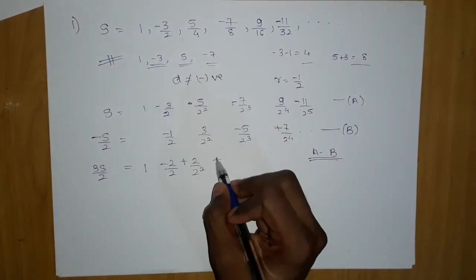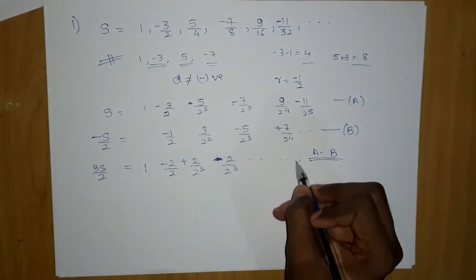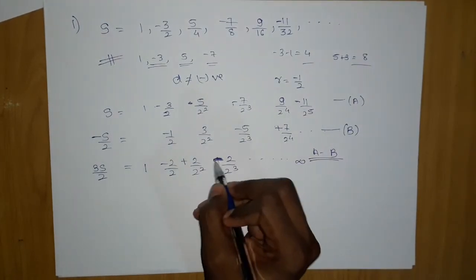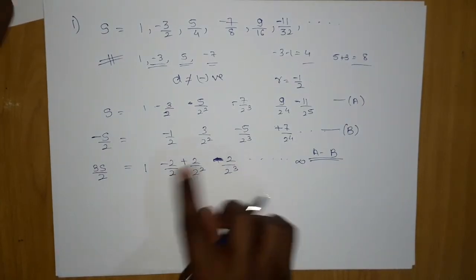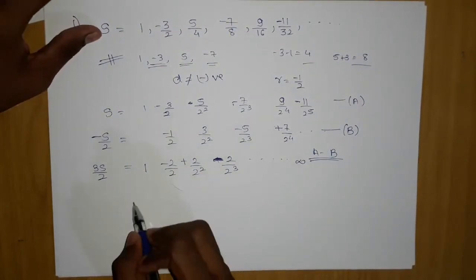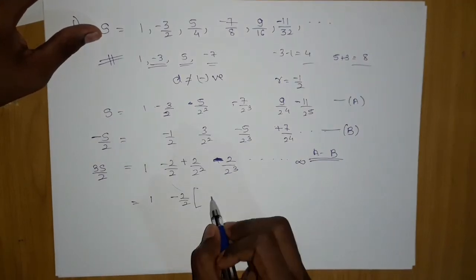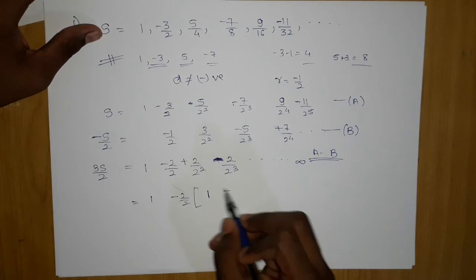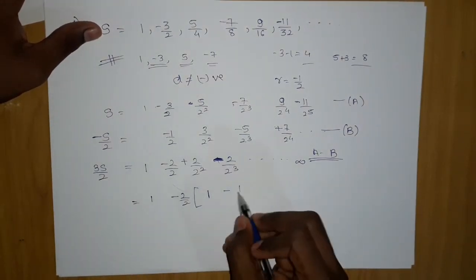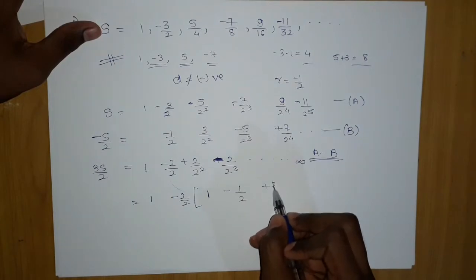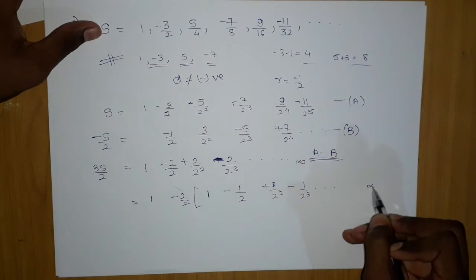Now here again this will become minus, which will give me 2 by 2 cube, and so on till infinity. What we can do here, you can easily understand that this whole is a GP. So I will take 2 by 2 common, don't subtract it. Then what I am left with is minus 1 by 2 plus 1 by 2 square, minus 1 by 2 cube, and so on till infinity.